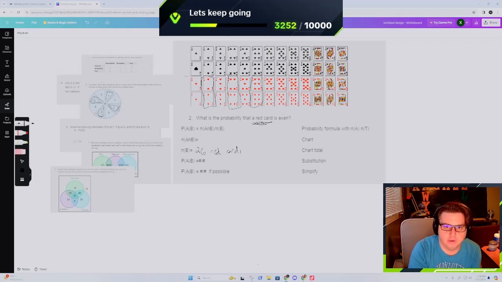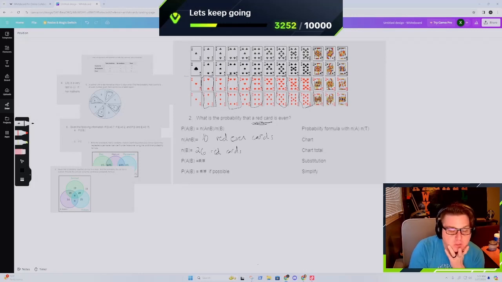6 is an even number. 8 is an even number. And 10 is an even number. So those are our even numbers. So when we count this, we have 2, 4, 6, 8, 10 red even cards.